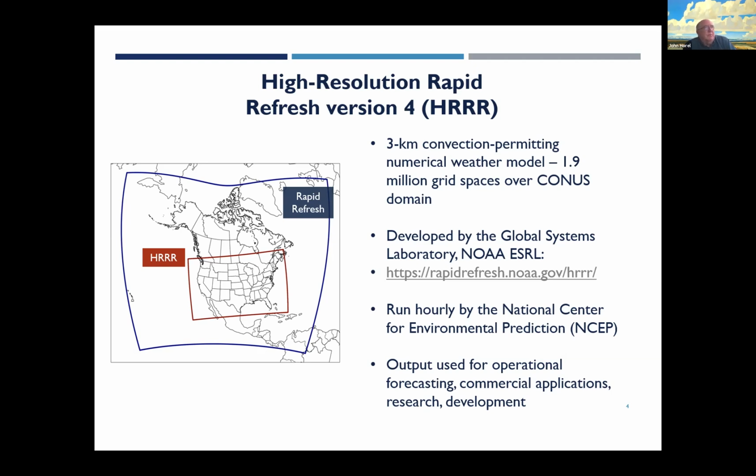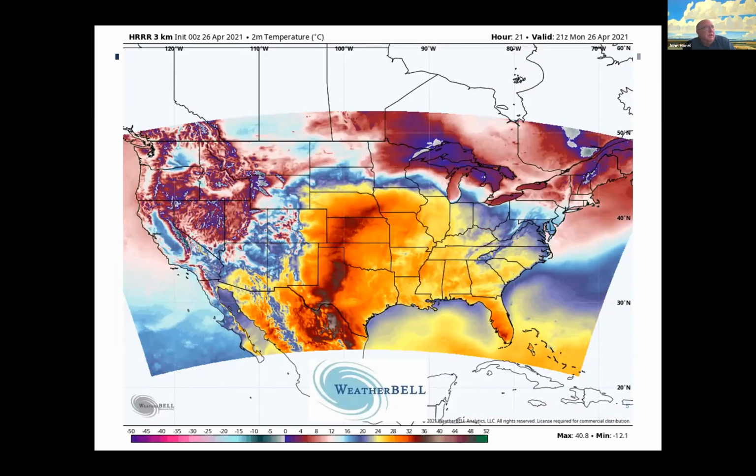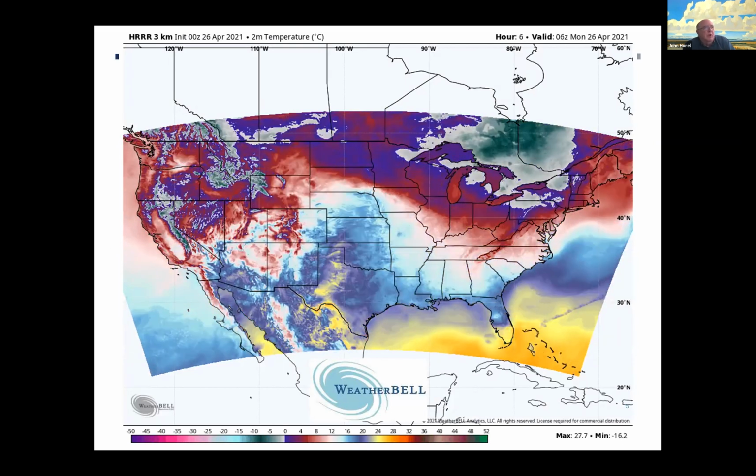The characteristic about it is that there's almost 2 million grid points just over this contiguous domain. It's developed by NOAA ESRL and run by the National Weather Service. And the applications are quite broad. So, just snagging some things from WeatherBell, this is starting last evening and going out.